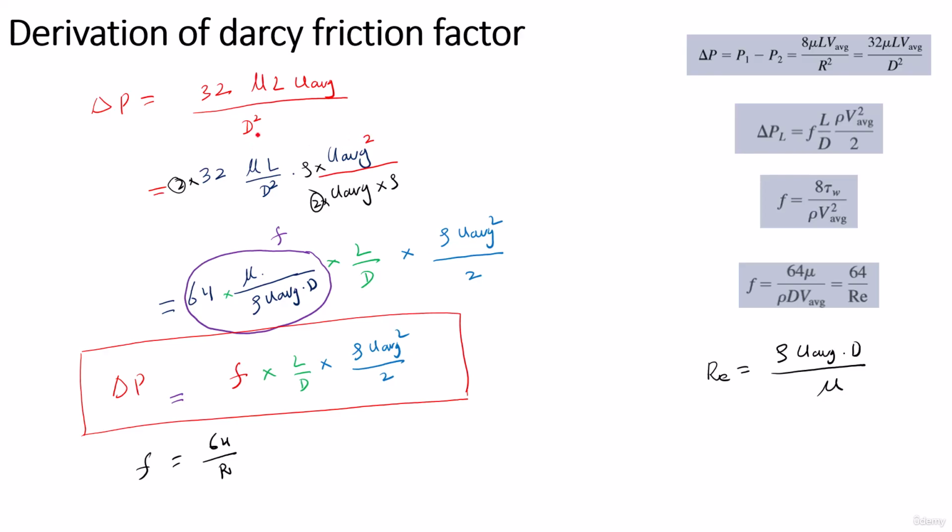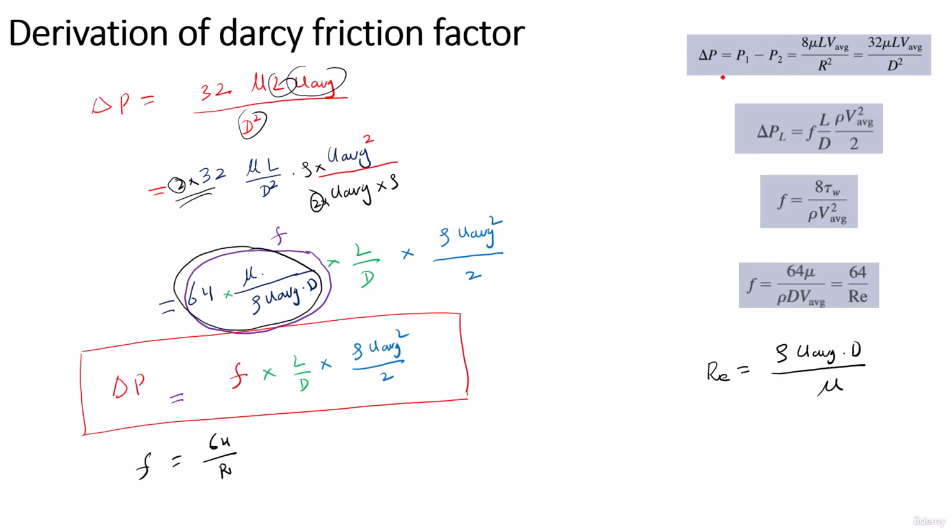You can see here, I have taken the L by D squared and mu separately, and so this becomes U average squared divided by the U average here. Now take this term out, 64, and mu and the V into U average D, so these terms separately over here. We know this is F, into L by D, into rho U average squared upon 2. So delta P can also be written as F into L by D into rho U average squared upon 2.